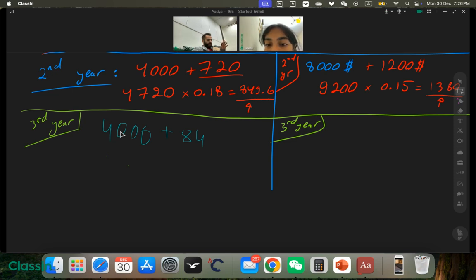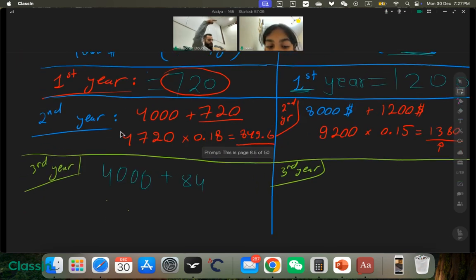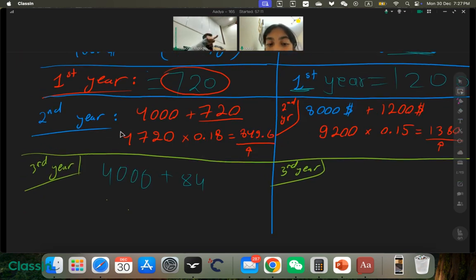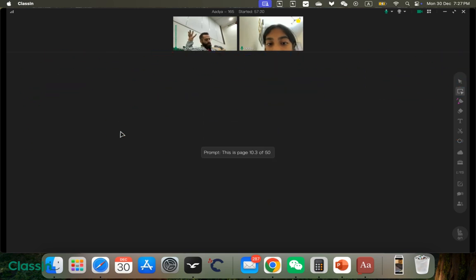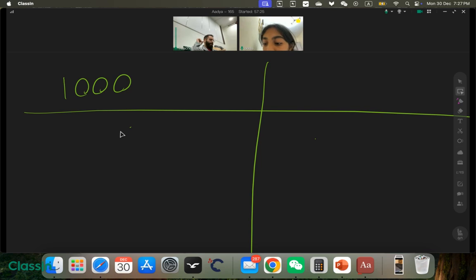The 4,000 plus 849.6. Okay, 4,000 was for the first year, and you use the 4,000 to add the interest of the first year to get the new amount that you're paying in the second year. Again, let's just choose normal numbers so that you can fully understand the first idea, then apply it to what we are doing. Let's not complicate stuff. Let's just keep it simple.